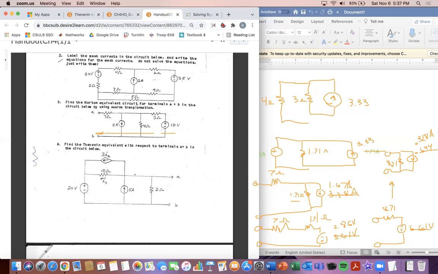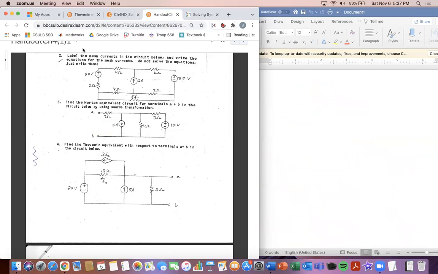And then it asked for a Norton equivalent. So we had to do our one last equivalent. From the resistor in series, it became a resistor in parallel for a current source. And that's how we got this last answer of 0.328 amps in parallel with this 8.71 ohm resistor. And that's a recap of number 3.